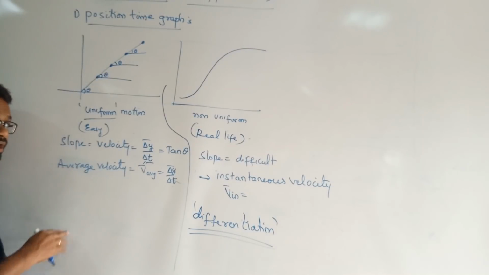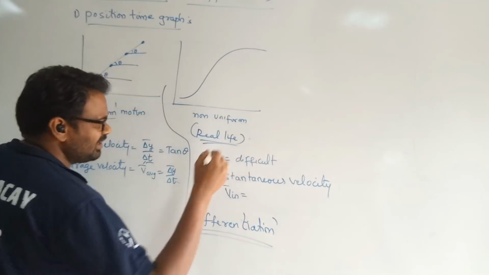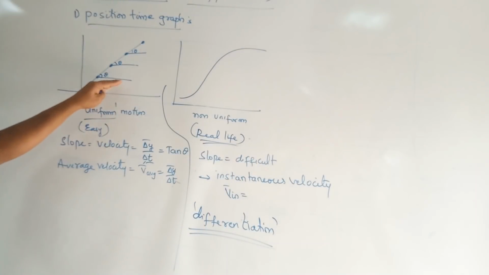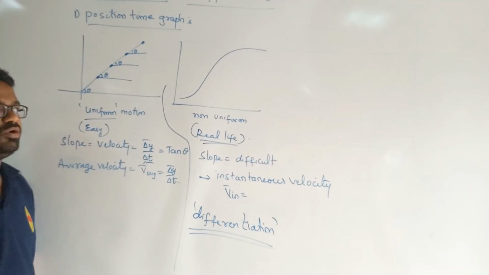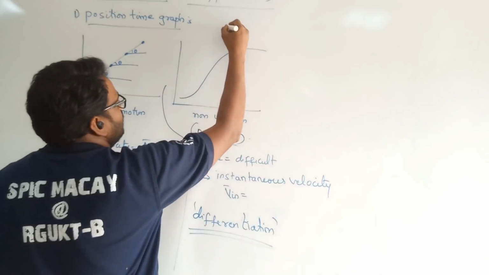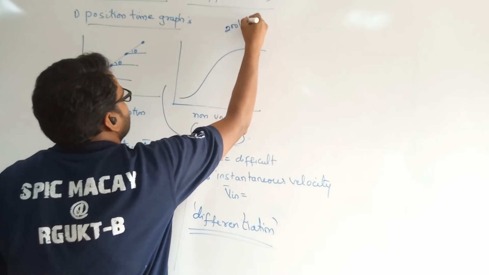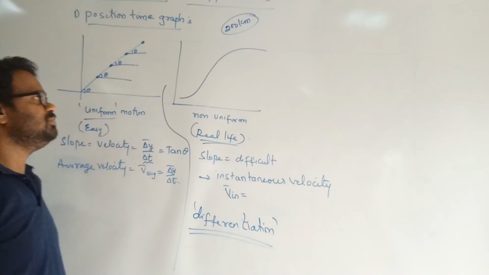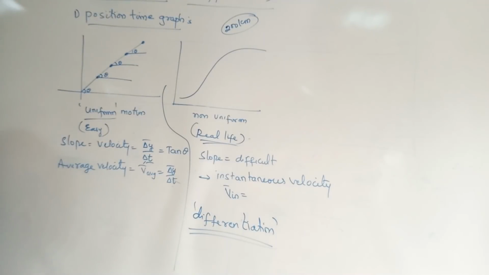But in real life, in practical life, is it possible to maintain this uniformity throughout the motion? For example, you are moving from your home to campus, traveling a displacement or distance of 200 kilometers. In order to travel this 200 kilometers, can you maintain uniform velocity throughout? You start with 0, you gain, and it keeps on changing.